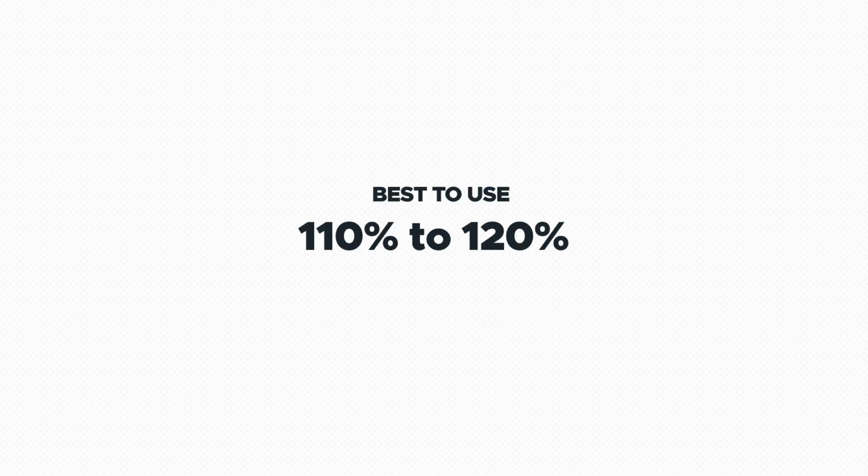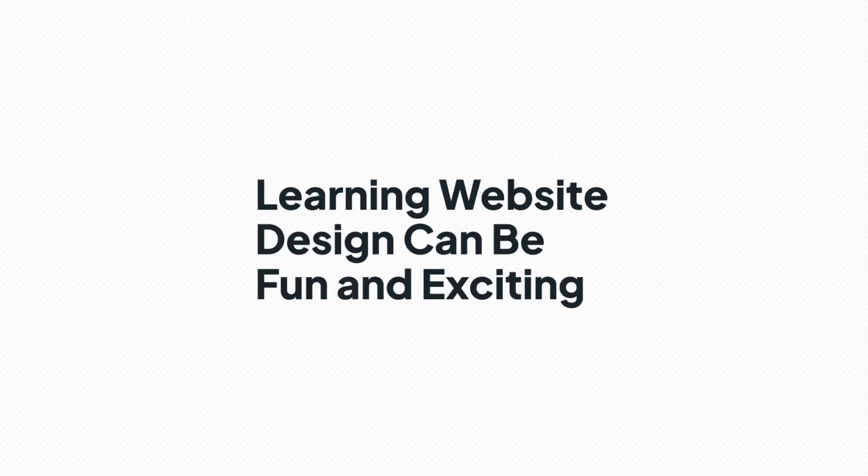So for large text like headings, it's best to use short line heights. Usually 110% to 120% is the best to use for large text. In this example, the line height is set to 110%.